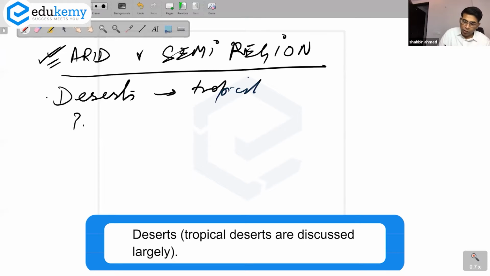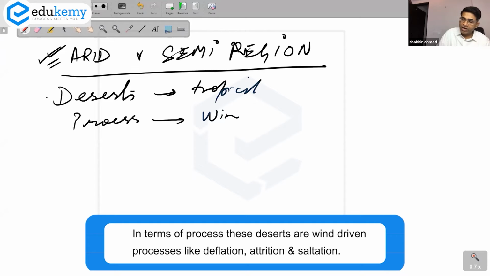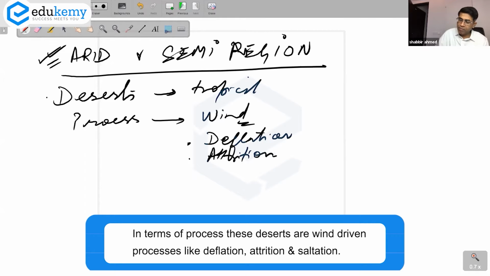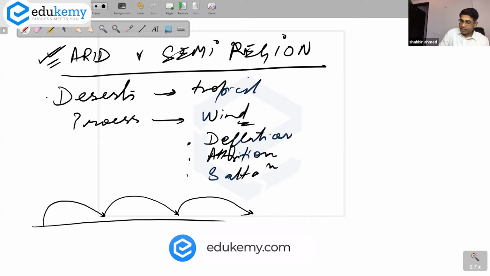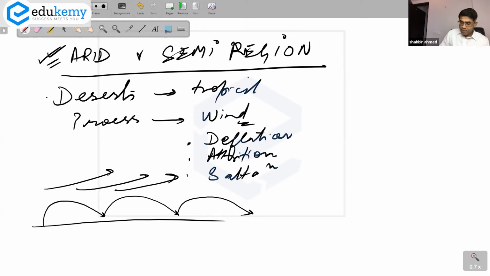Now, in terms of the processes, as we know, these are wind-driven processes, and some of the important names are deflation, attrition, because of the impact of the sediments. The processes also include saltation. Saltation is those leaps, jumps that sediments have. When they're blown by the winds, we call this deflation. When they keep on jumping near the floor, we call this saltation. Know these terms, okay? I don't expect they'll ask you, but know these terms.